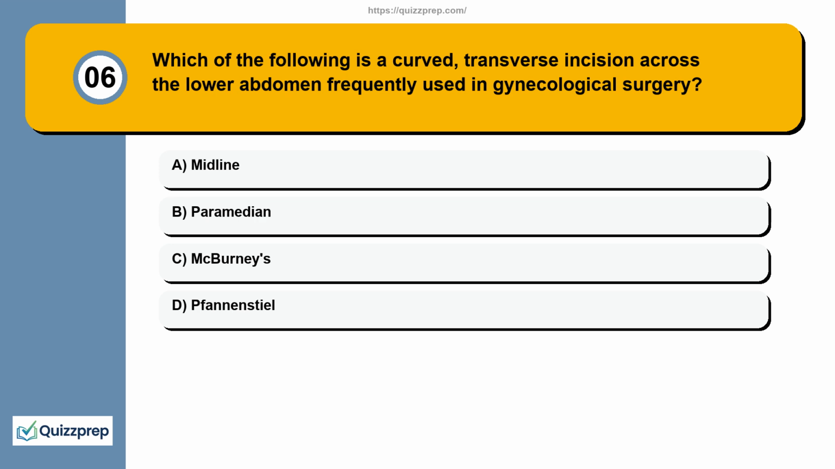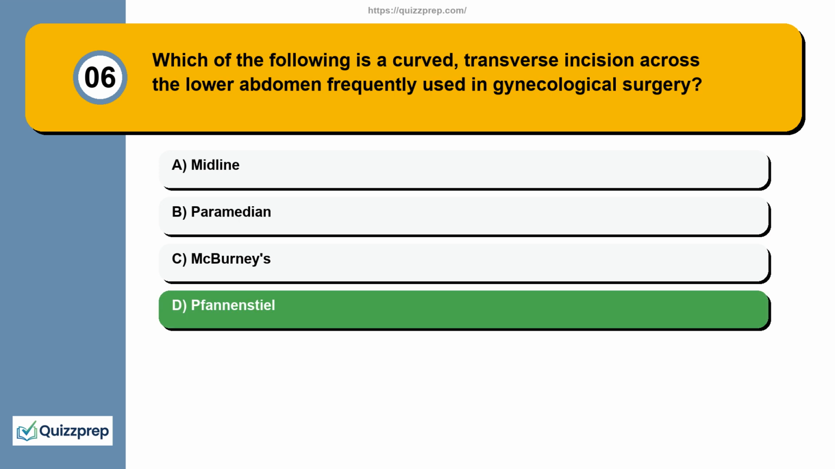Question 6. Which of the following is a curved, transverse incision across the lower abdomen frequently used in gynecological surgery? Option A, midline. Option B, paramedian. Option C, McBurney's. Option D, Pfannenstiel. The correct answer is option D, Pfannenstiel.